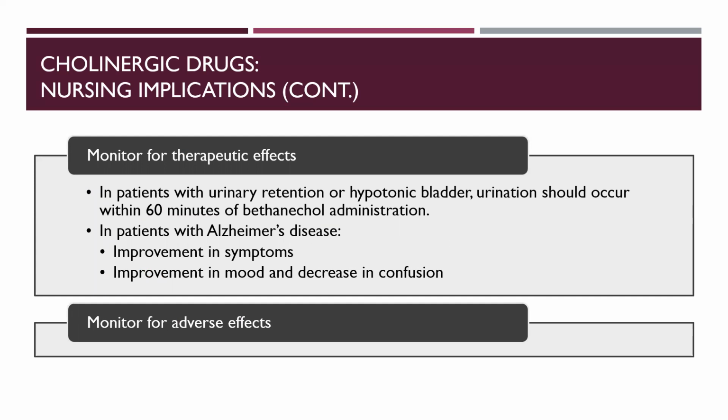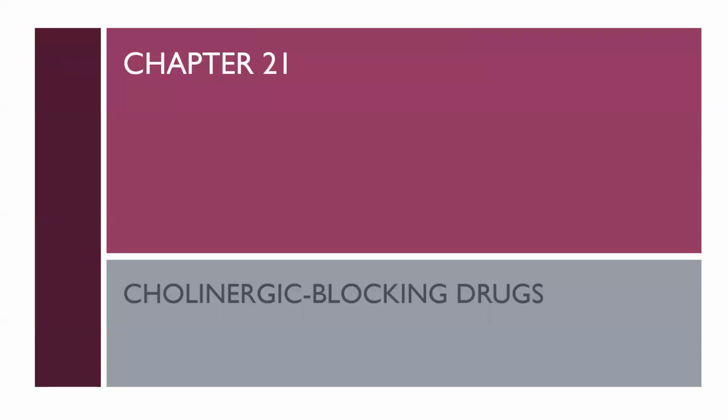You want to monitor for this with patients with urinary retention or hypotonic bladder. Urination should usually occur within 60 minutes of that bethanechol administration. In patients with Alzheimer's, expect improvement in symptoms, improvement in mood, and decrease in confusion. Okay. Any questions about our cholinergic drugs before we jump into our cholinergic blocking drugs?